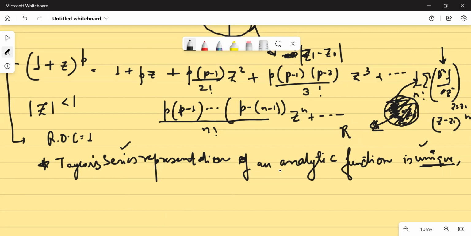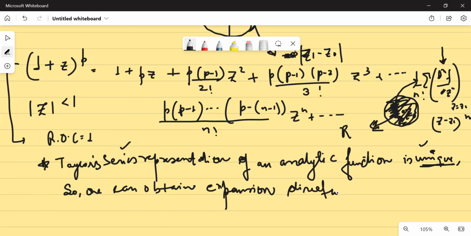Let me write it down: the Taylor series representation of an analytic function is unique, so one can obtain the expansion directly using a binomial expansion wherever it is possible.